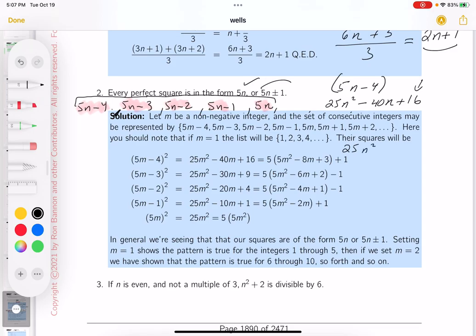25n squared minus 40n plus 15 plus 1. This over here is a multiple of 5. I'll write that down for you. It's 5 times (5n squared minus 8n plus 3) plus 1. So what have I shown? It's a multiple of 5 plus 1. I showed this. All right, that's done.